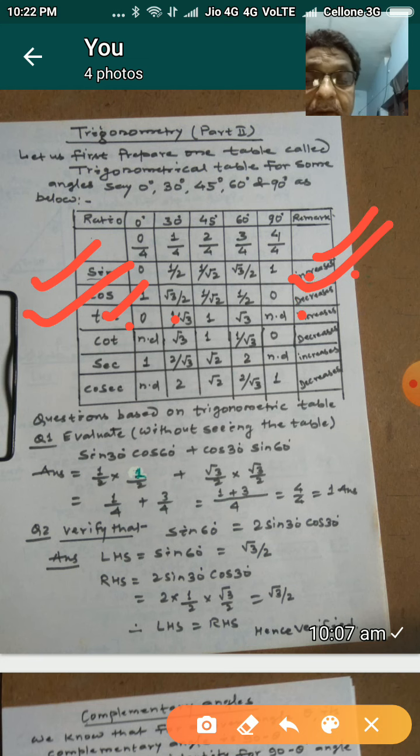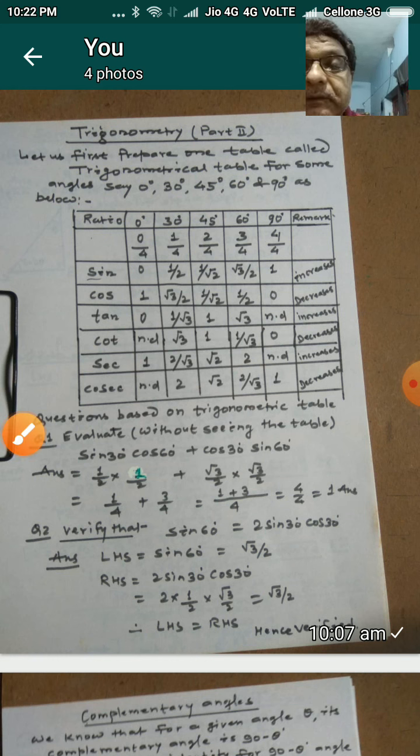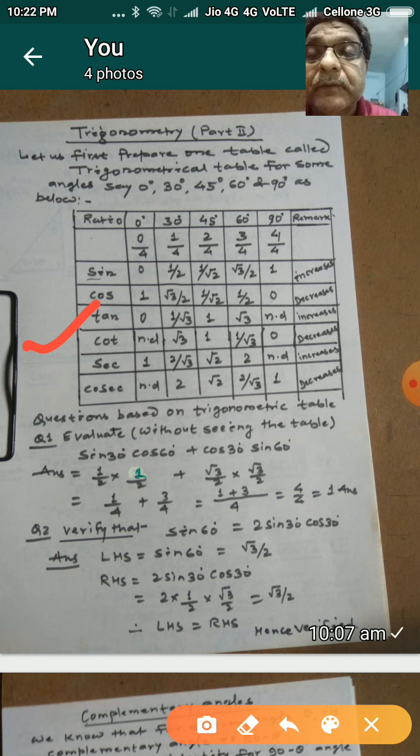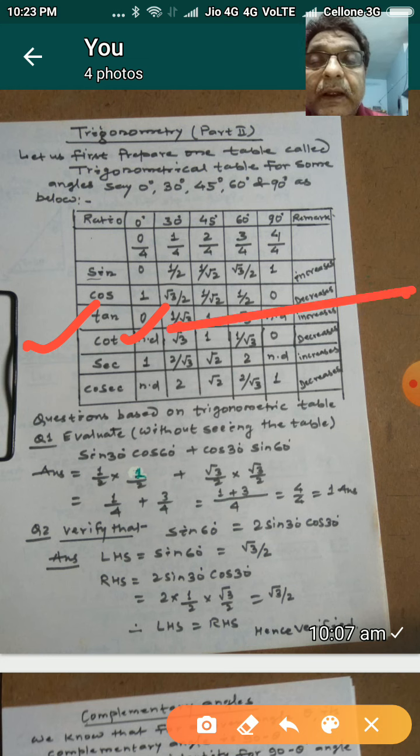Now to find the value of the trigonometric ratio tan, what we do is divide the sine value by the cos value for a particular angle. Say for 0 degree we will divide the sine value by the cos value, that is 0 by 1, then it comes 0. Similarly for 30 degree we will divide 1 by 2 by root 3 by 2, so it will be 1 by root 3, and so on.